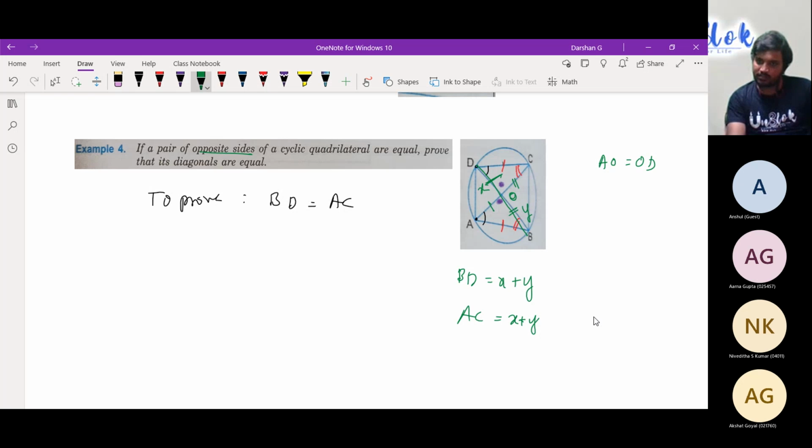The one part of the thing, that is DO, is equal to OA. That's the catch. Now I can tell BD is equal to AC. Is that fine now? People, is that fine? Yes. The diagonals are what we have to find as equal. So this is the thing.